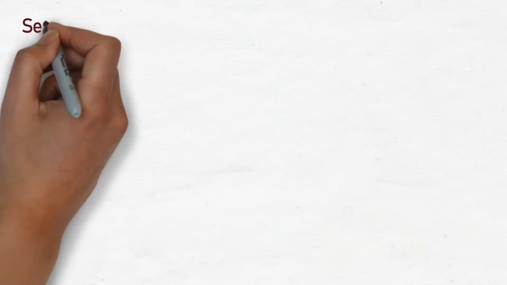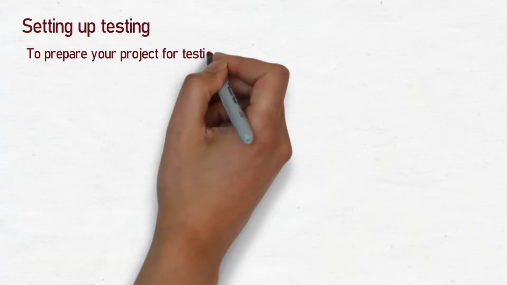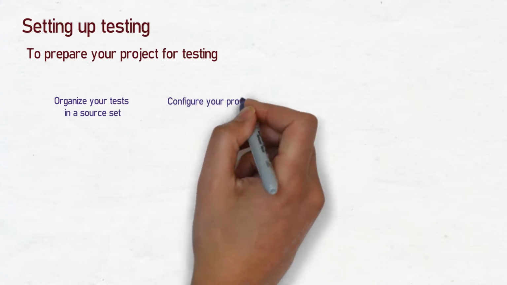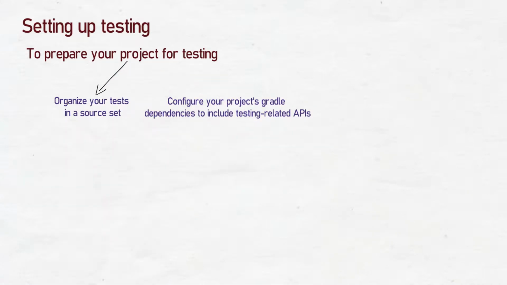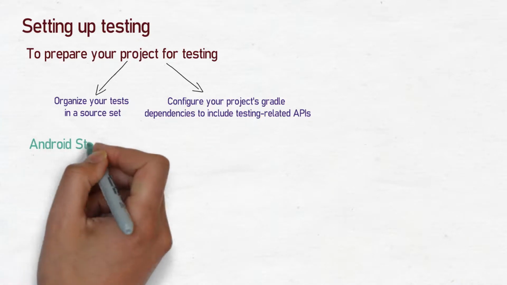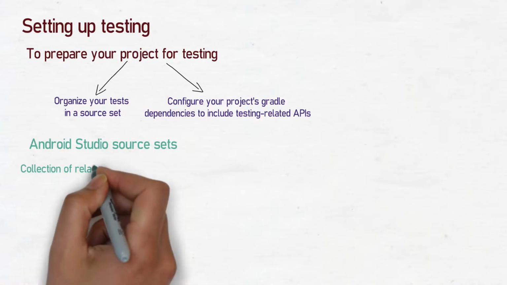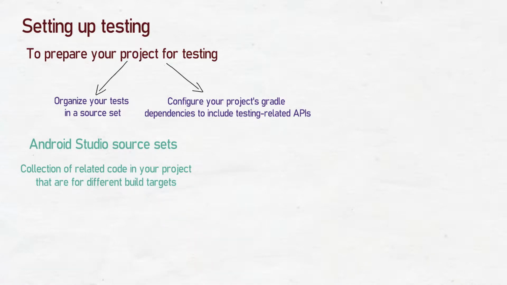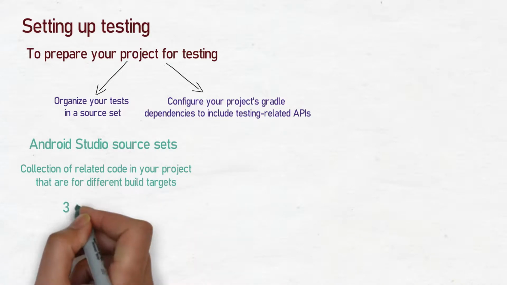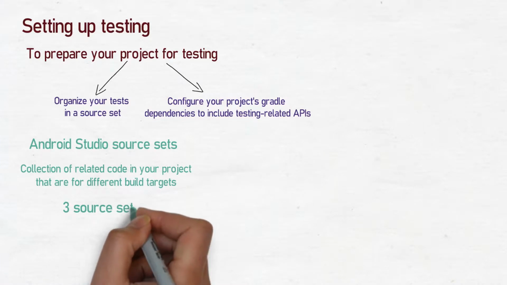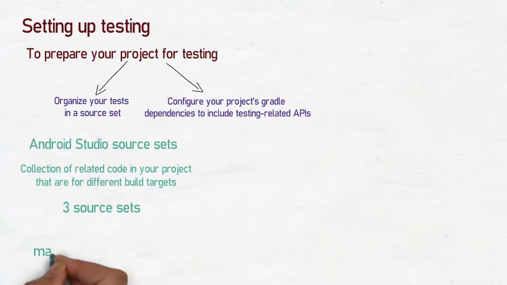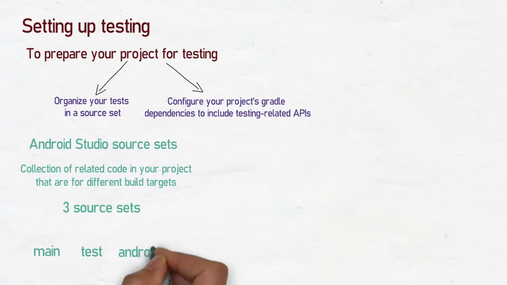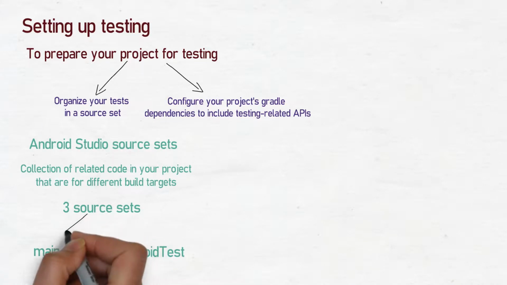To prepare a project for testing in Android Studio, you need to organize your tests in a source set, and configure your project's gradle dependencies to include testing related APIs. Source sets are a collection of related code in your project that are for different build targets or other flavors of your app. When Android Studio creates a project, it creates 3 source sets for you: the main source set for your app's code and resources, the test source set for your app's local unit tests, and the Android test source set for Android instrumented tests.